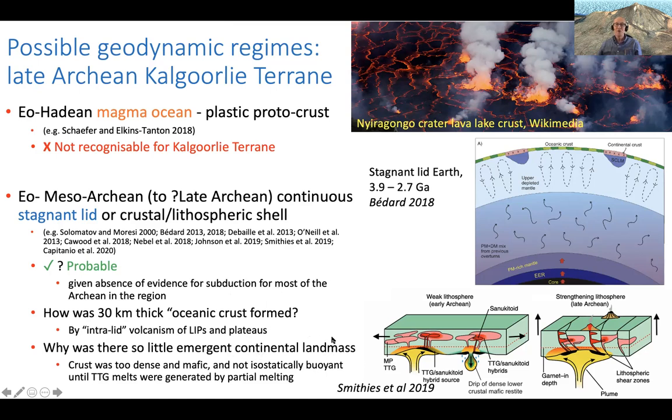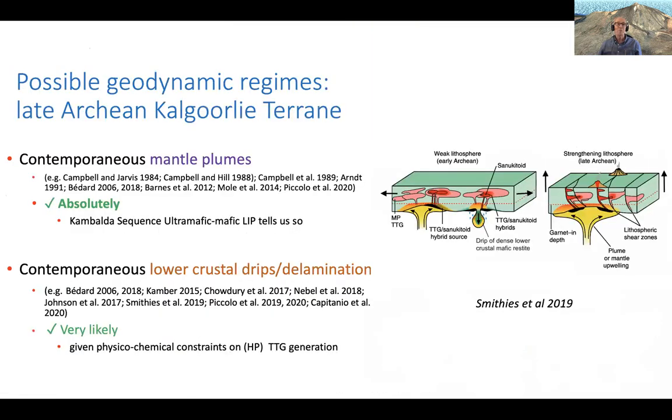Hence, there were very few continental land masses until late in the Archean, when the production of felsic granitoid plutons then made the upper crust much less dense and buoyant, and led to the emergence of land masses.